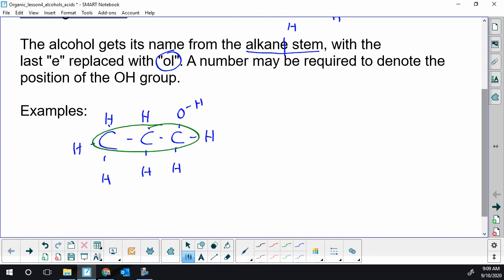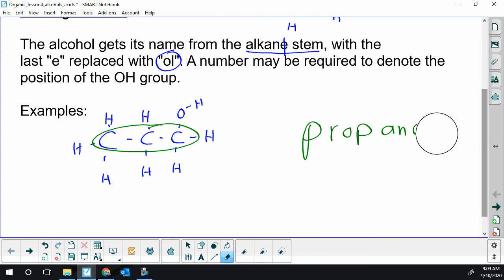We have 3 carbons, prop. We're going to use the full alkane name, propane. Drop the last E, add OL, and then think of whether we need a number to denote where the OH is. And in this case, we definitely need one. The OH is in the 1 position, but it could have been in the middle. It could have been in the 2 position. So you have to tell the reader that it's in the 1 position. So propan-1-ol.